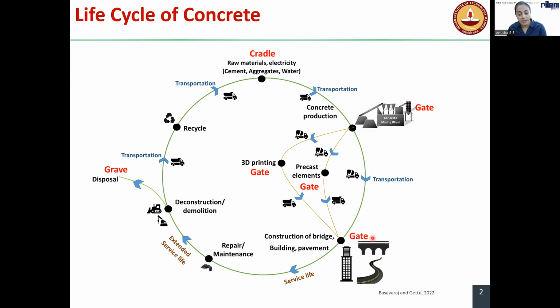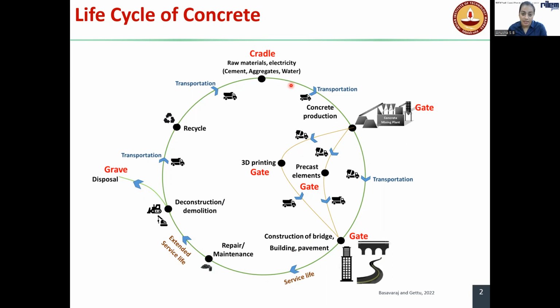Later, when the concrete is intact in the structure, it will be exposed to the external environment during its service life. There could be a repair and maintenance phase to extend the service life. And at the end, the structure will be demolished, where the waste materials will be disposed of, or it could be recycled to be used as a raw material again in concrete production.